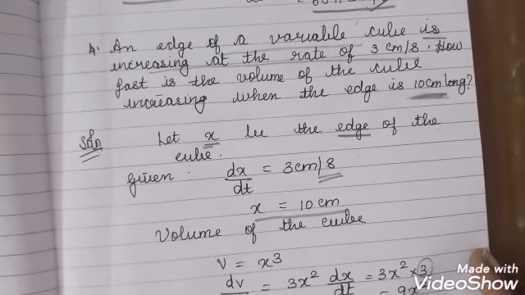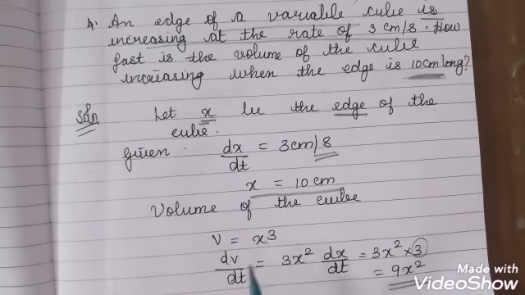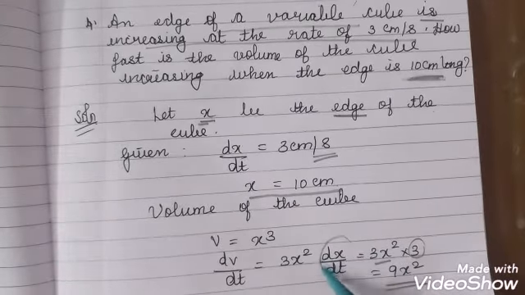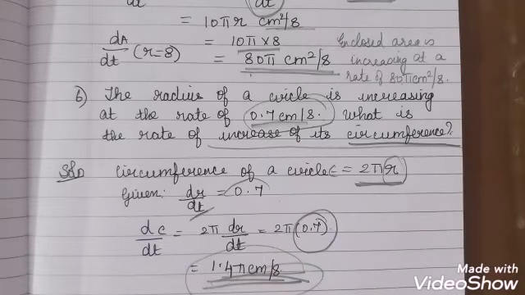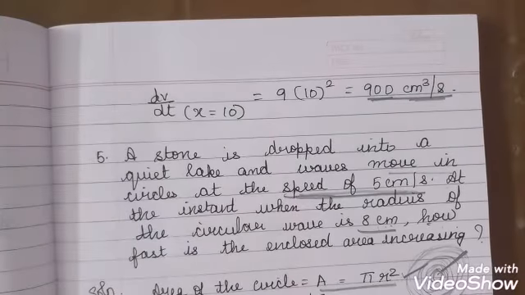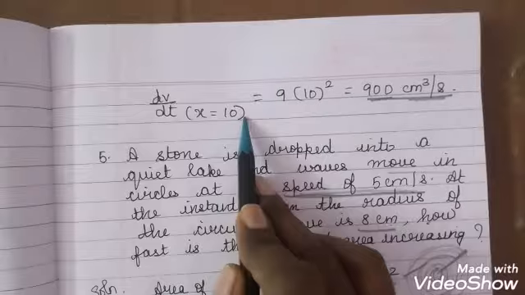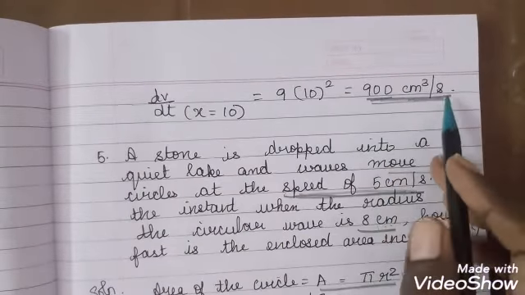Now I'll have to find out the volume of the cube. So what is the volume of the cube? V equal to x cube. So your dV by dt is equal to 3x squared into dx by dt. And what is your dx by dt equal to here? It is 3, and that is equal to 9x squared. So when x is equal to 10, you get dV by dt is equal to 9 into 10 the whole square, which is equal to 900 centimeters cube per second.